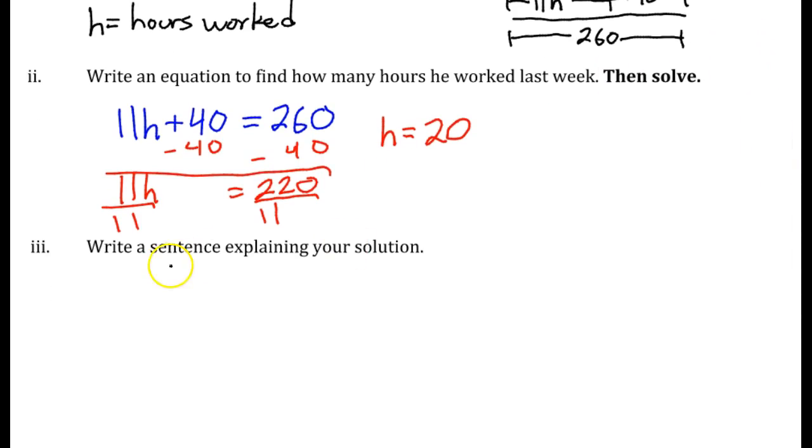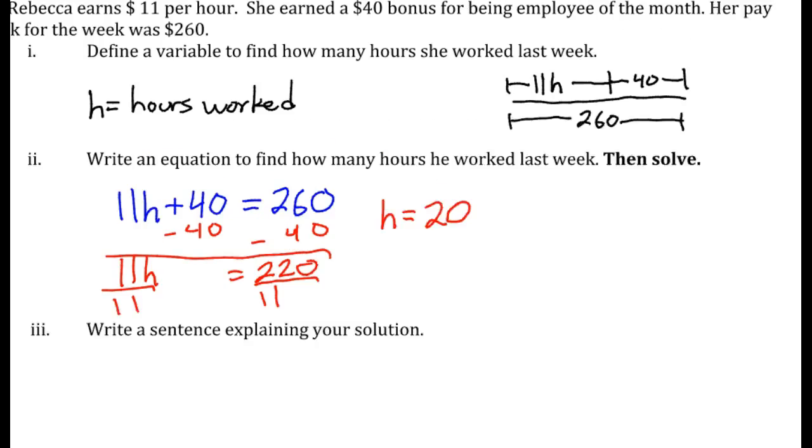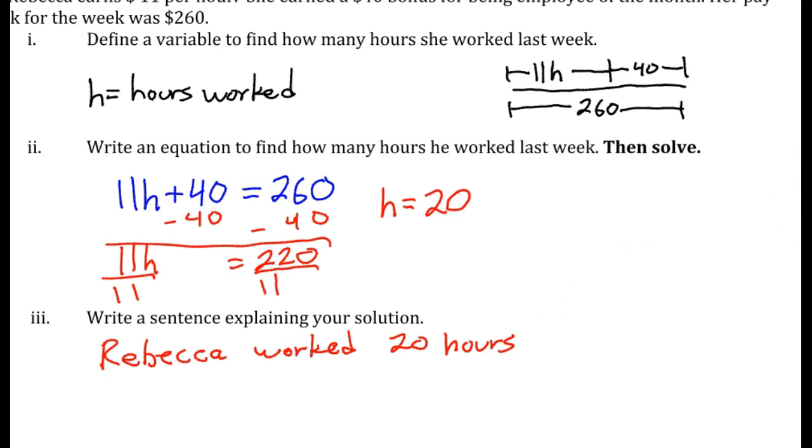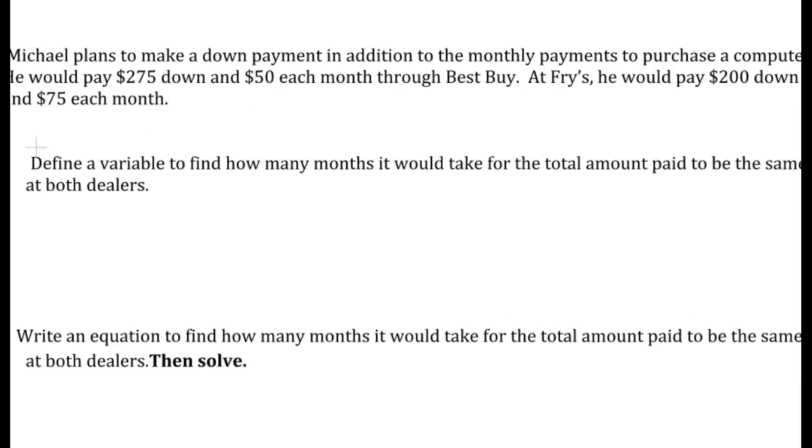So she worked 20 hours at $11 an hour, and that made $220, and then plus the $40 made $260. Okay. So write a sentence, and you can say Rebecca worked 20 hours. There we go. That suffices. Period. Do a few more word problems.